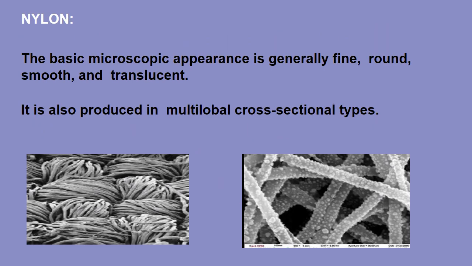Here we will see the structure of nylon under the microscope. The basic microscopic appearance is generally fine, round, smooth and translucent, that is, not transparent. So mostly the fibers will be fine, round and smooth, and mostly translucent or opaque. It is also produced in multilobal cross-sectional shapes. These are the specific characteristics of nylon fiber under the microscope, as we can see in the pictures on both sides.